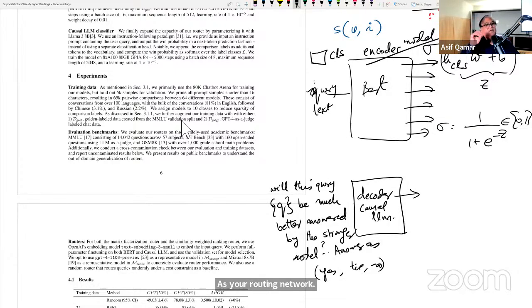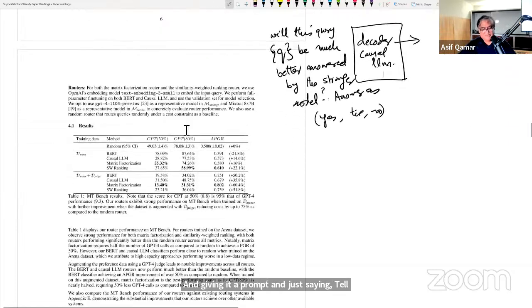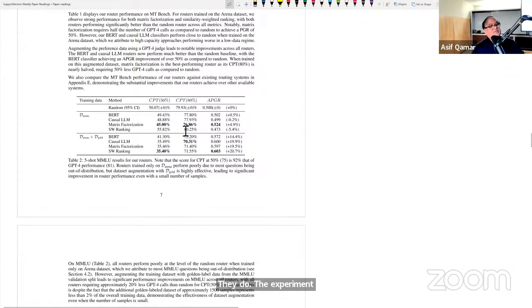So there are 4 methods: the statistical method, matrix factorization, using an encoder, the BERT encoder, or using a decoder like a causal LLM, giving it a prompt and just saying, tell me what it is, giving it an instruction. They do the experiment. Suffices to say that the experiments convincingly show you that you can save a lot of money.